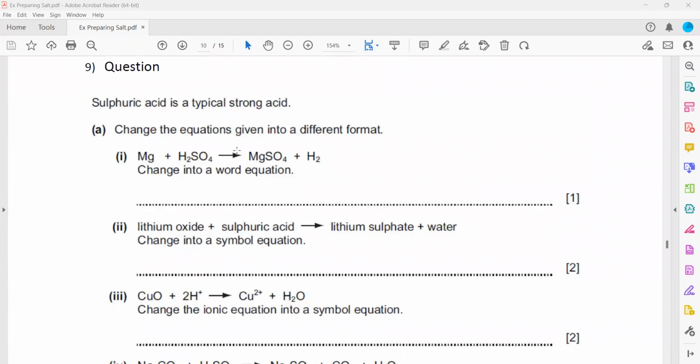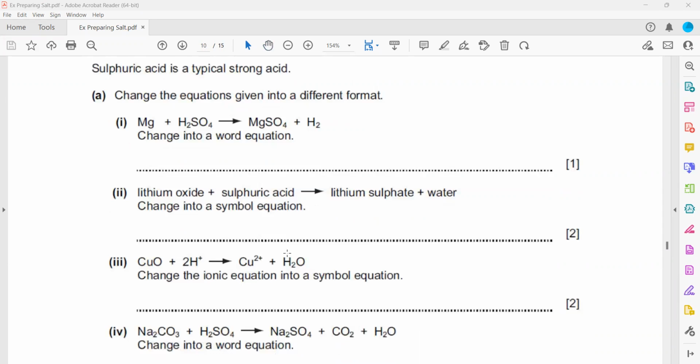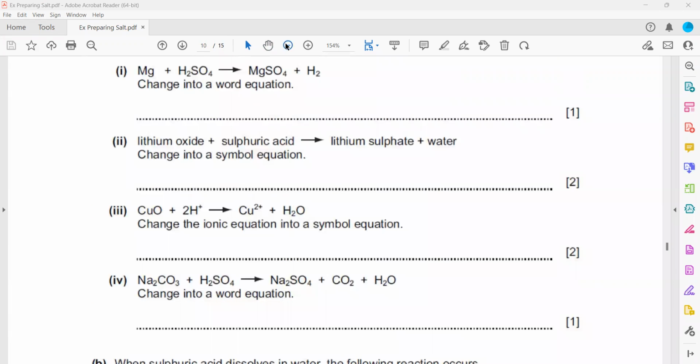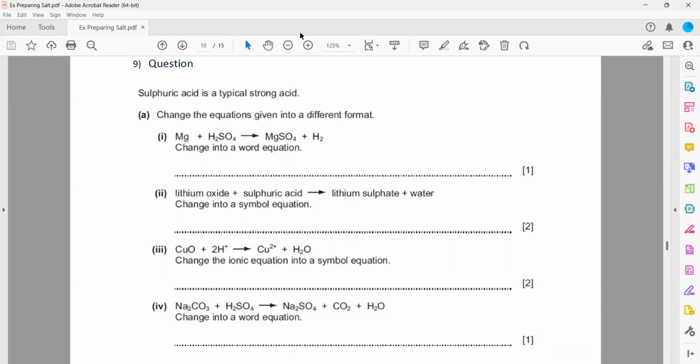In question 9, sulfuric acid is a typical strong acid. Change the equation given into a different format. We need a word equation first. So the word equation will be magnesium plus sulfuric acid gives magnesium sulfate plus hydrogen.